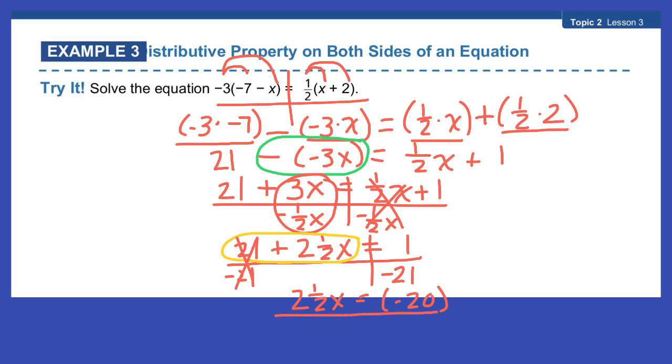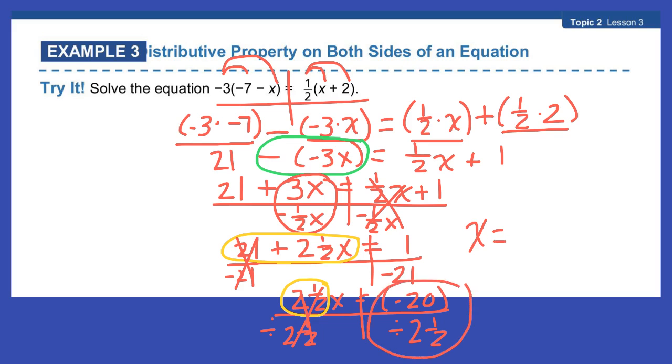All right. The opposite of multiplying by 2.5 is dividing by 2.5. Both sides. And I believe x equals negative 20 divided by positive 2.5 will give me negative 8. Woo, that is a lot going on in one problem.